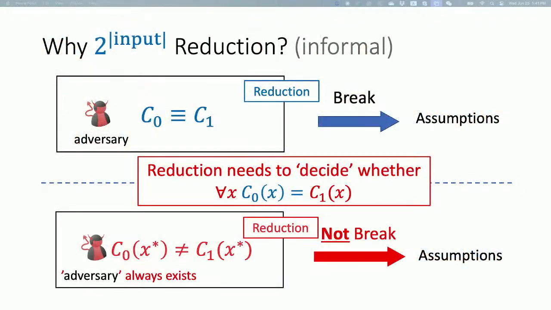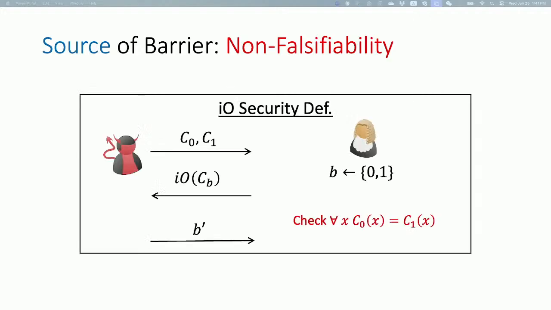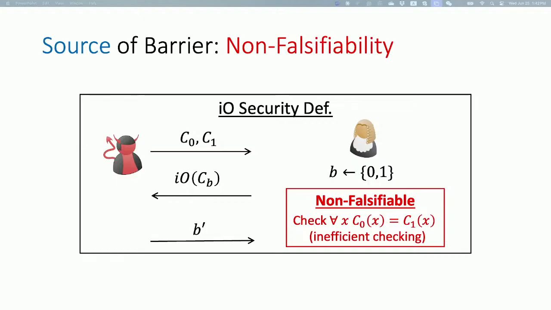Okay. So this seems to suggest the reduction needs to run in 2 to the input length time, and this might be inherent. If you trace the source of this 2 to the input length loss in the reduction, you will see it sources from this non-falsifiability aspect of the I/O security definition. Recall that I/O security can be formalized as a game between an adversary and challenger, and the challenger needs to run in 2 to the input length time to check the functionality equivalence. And this is inefficient checking.